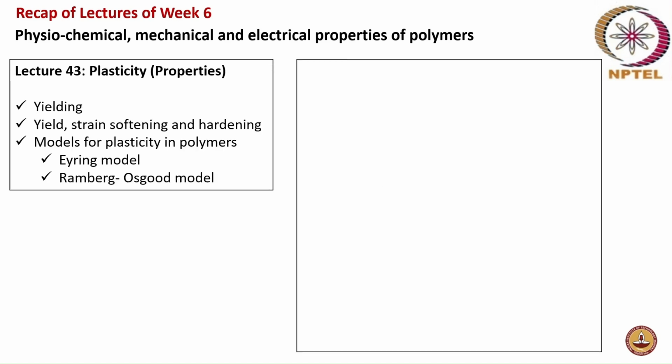Lecture 43 was on plasticity. The concept of yielding was introduced: what is yield stress and yield strain, then strain softening, strain hardening, and what causes plasticity in polymers. These were discussed, and then two basic models. One was the Eyring model, and the other was the Ramberg-Osgood model. These two models were discussed.